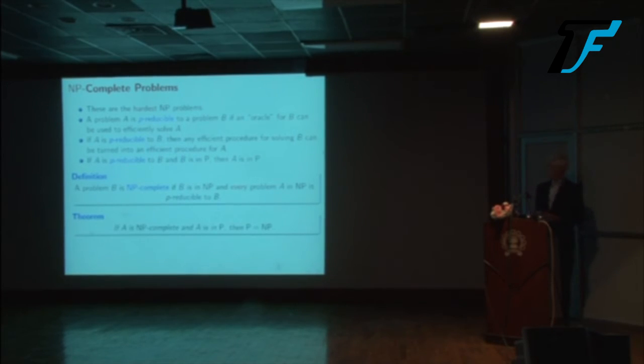And then we have an easy fact, a theorem: if A is NP complete and A is in P, then P equals NP. In other words, if you want to show P equals NP, it's sufficient to find any NP complete problem and give it a polynomial time algorithm. And then you prove P equals NP.